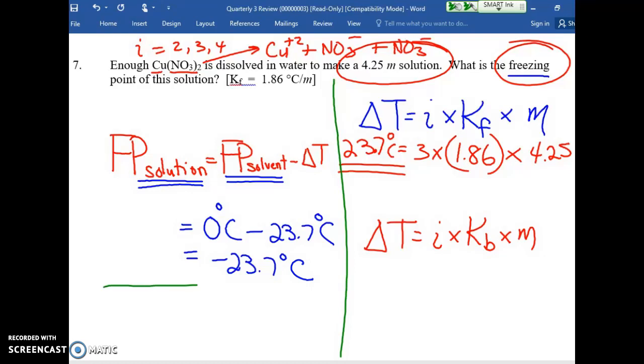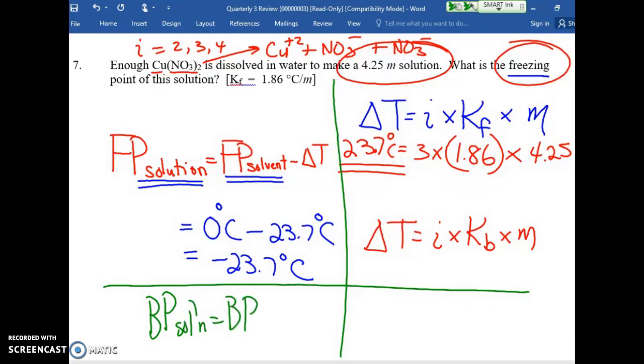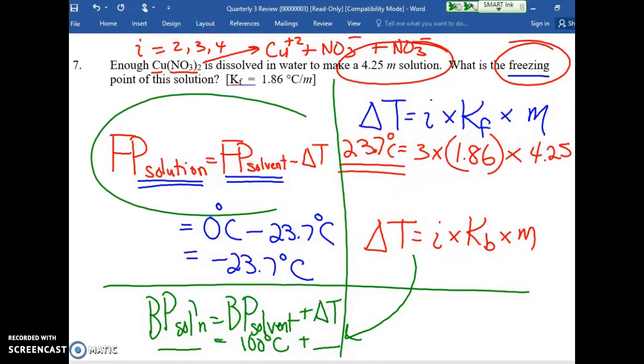Now, of course, if we were dealing with the boiling point, it would be the boiling point of the solution equals the boiling point of the solvent plus the delta T. In that case, careful, you need to know that water boils at 100 degrees Celsius. So you would get the delta T from this formula, and you would plug in and you get a value above 100 degrees Celsius. So as I said, this you have to know. This you have to know. These you're given. This is for freezing point. This is for boiling point.